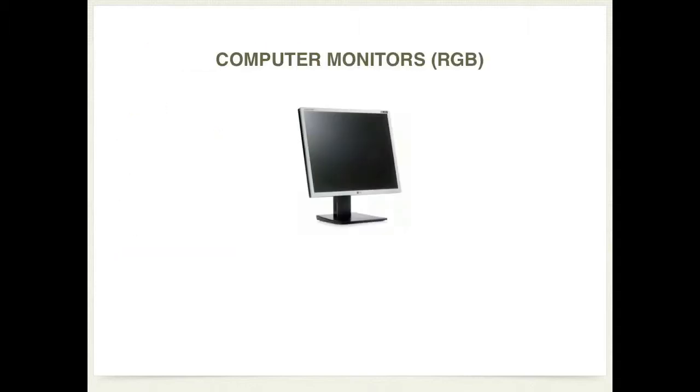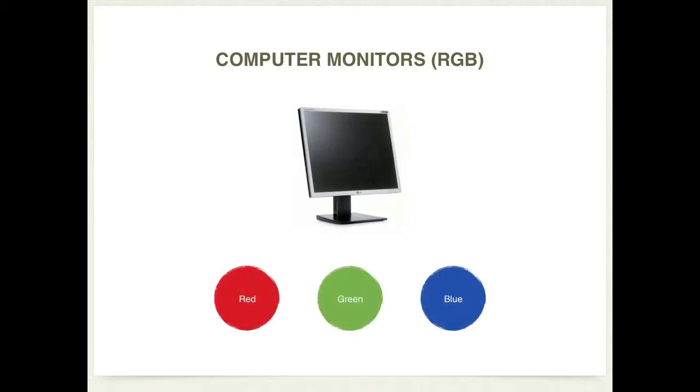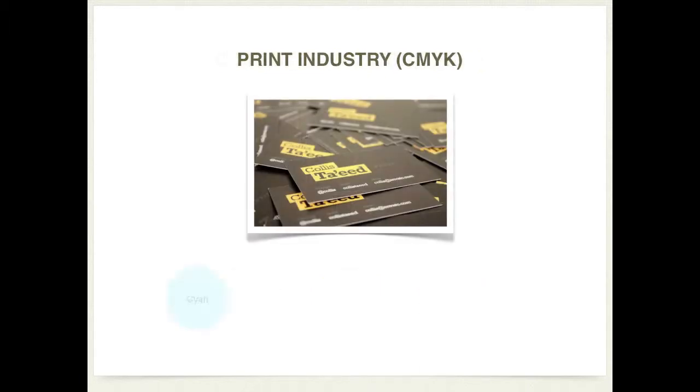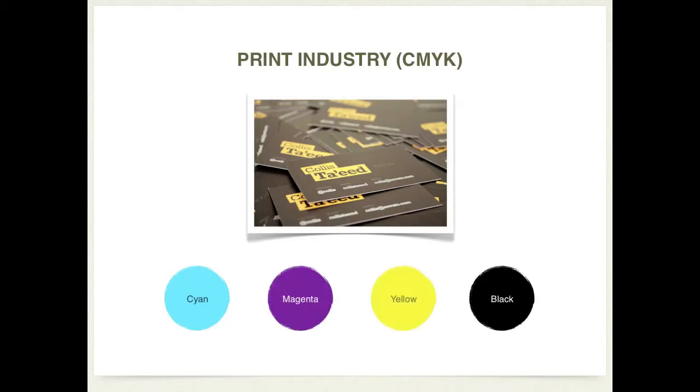But this color is displayed differently in different environments. For instance, the computer monitors display it through a mixture of red, green, and blue, so RGB, while the print industry uses cyan, magenta, yellow, and black, or CMYK.